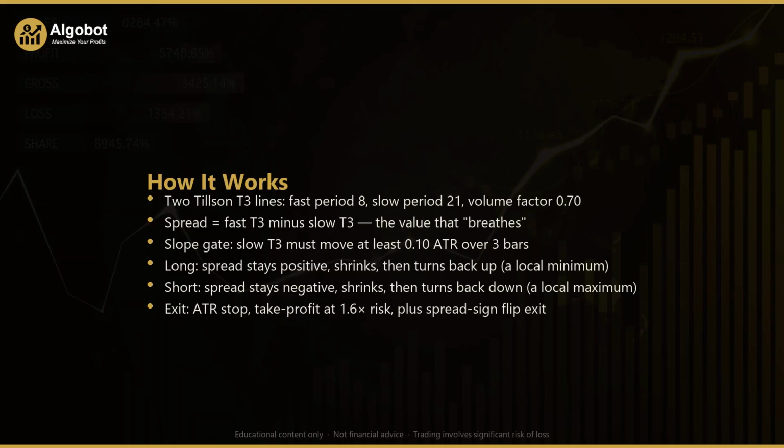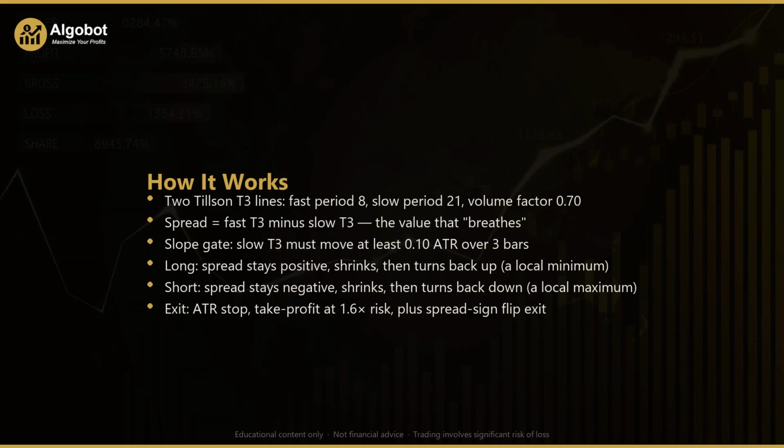Let's break down exactly how the Tillson Trend Resumption strategy makes its decisions. At its heart are two Tillson T3 moving averages calculated on the closing price. One is fast, with a default length of 8, and one is slow, with a default length of 21. The Tillson T3 is special because a volume factor, set here to 0.7, lets it hug price with much less delay than a plain moving average while staying smooth. The strategy then watches a single value called the spread, which is simply the fast T3 minus the slow T3.